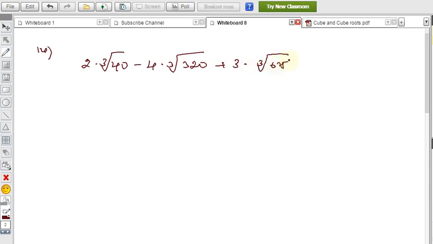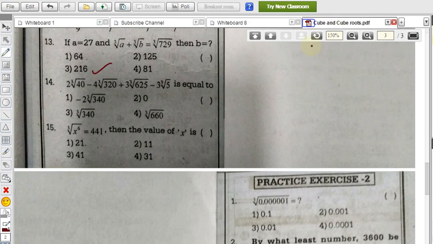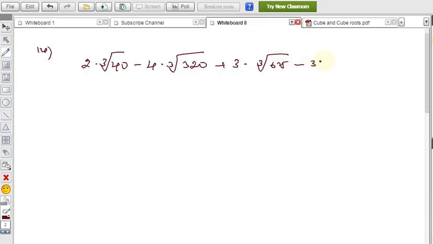Then minus 3 into cube root of 5. So the least cube root is 5. If we can make everything in terms of 5, there is a chance to get the answer. Now 2 into cube root of 40 we can split: 5 into 8 is 40. Now 8 into 5, because the least cube root is 5 here. So I am converting everything into 5.